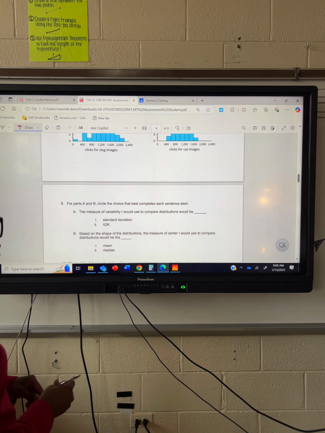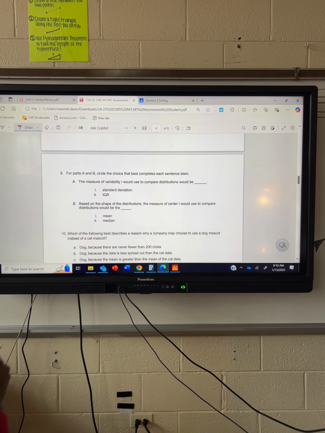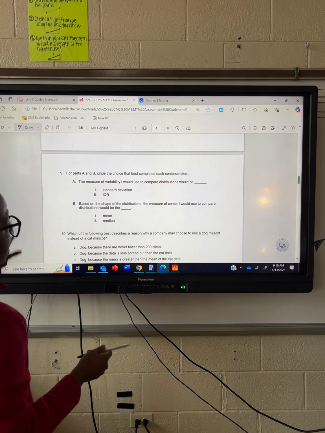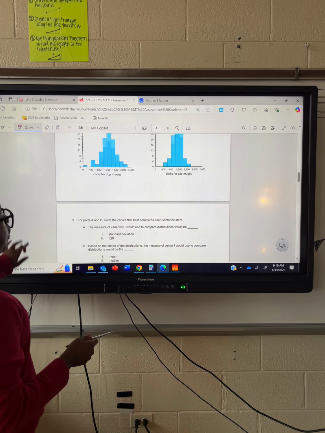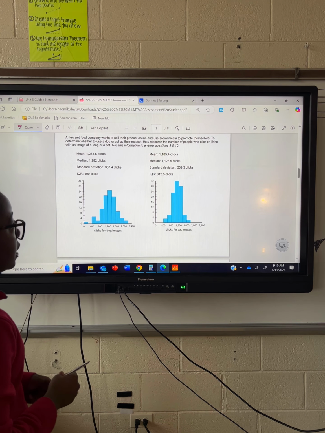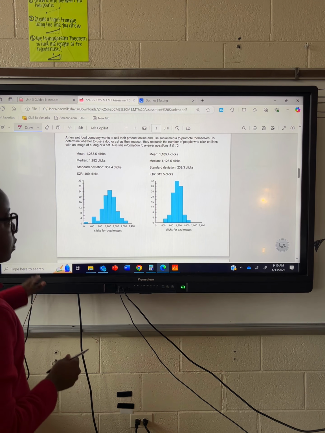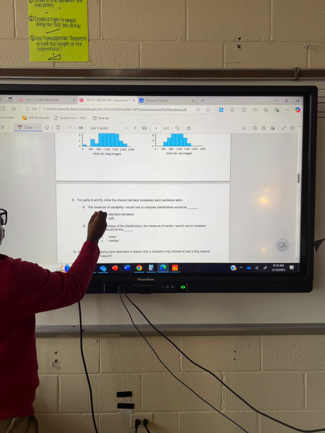The measure of variability I would use to compare distributions would be, remember when we're talking about measures of variability, IQR we can see using a box plot. We can see IQR with a box plot. However, these are not box plots. These are histograms. For histograms, we have to use standard deviation.